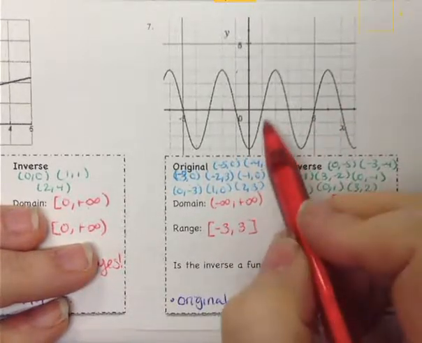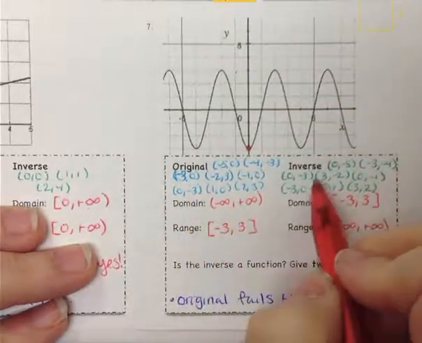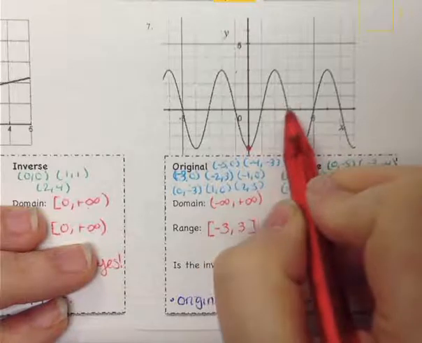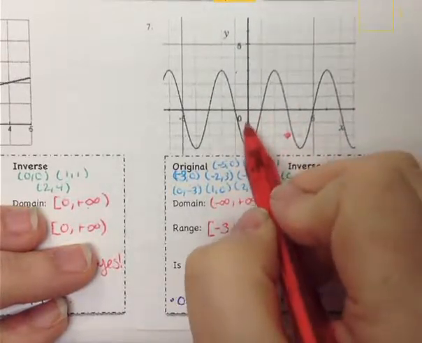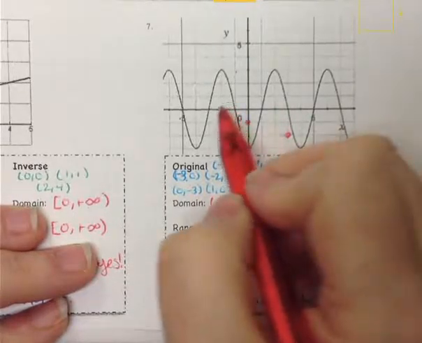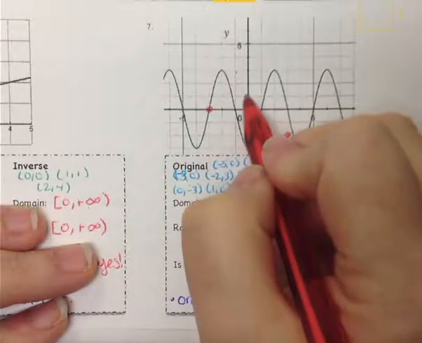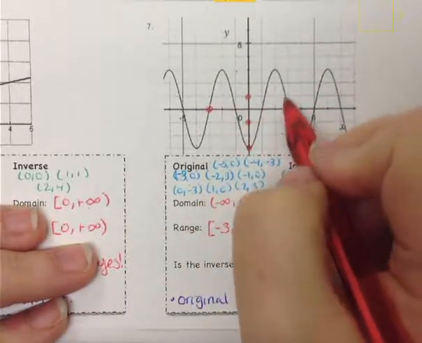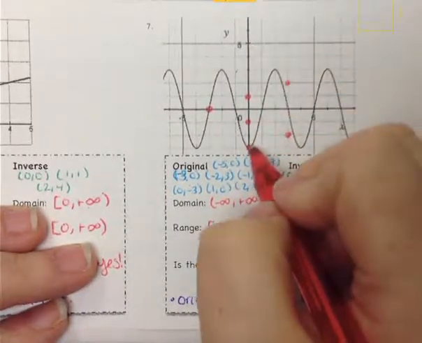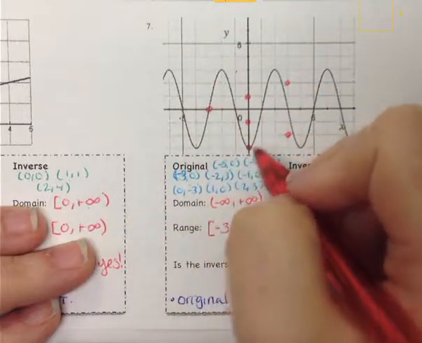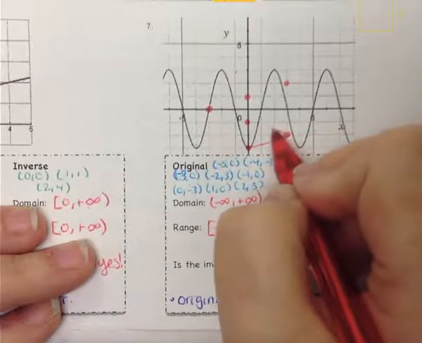So 0, -3. I can graph this one, 0, -3. 3, -2. 0, -1. -3, 0. 0, 1. 3, 2. And then we could keep going. So we know we want to connect them, but they're going to curve. So we would go more like this.